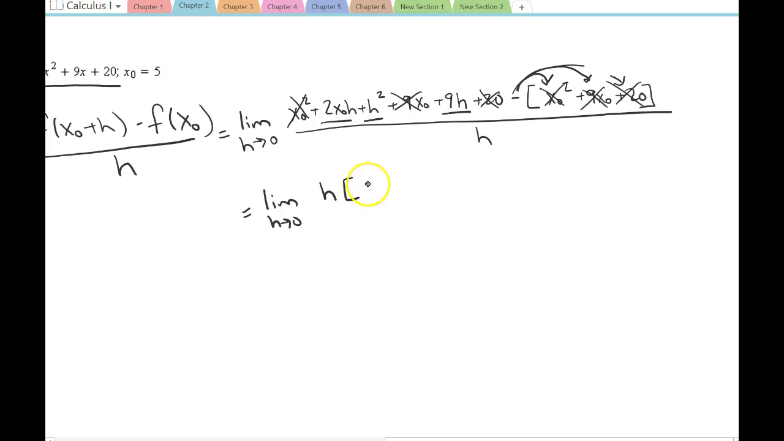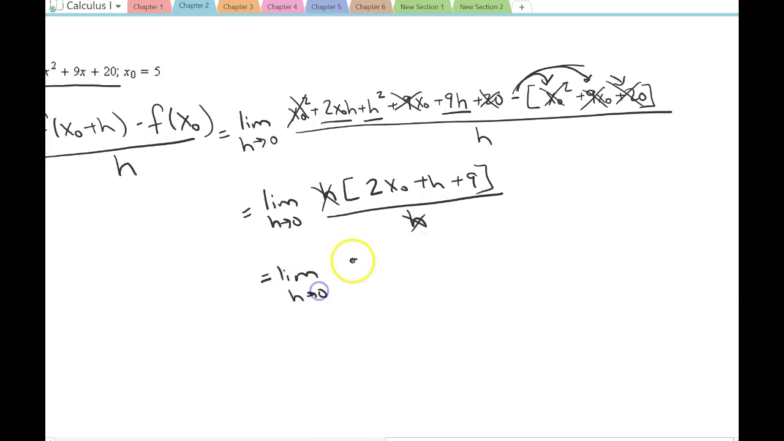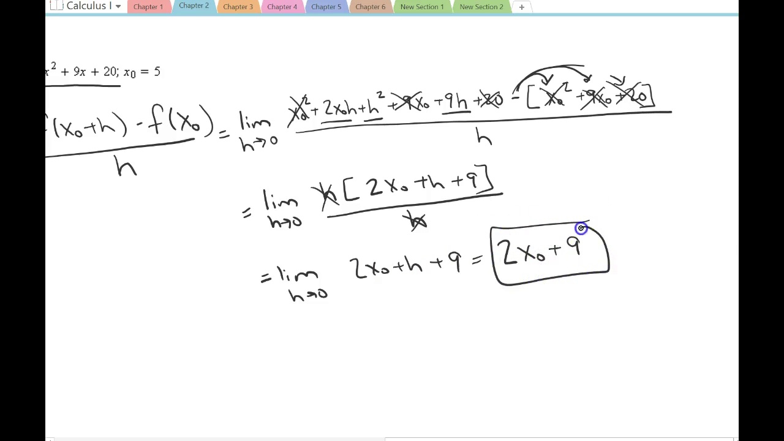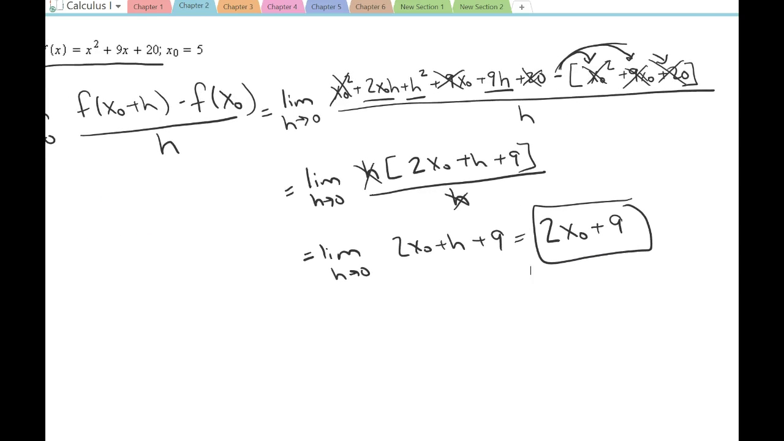If I factor out an h, I would have 2x0 plus h plus 9 divided by h, but when I factor out the h, I'm able to cancel it with the h in the denominator, and I'm left with the limit as h goes to 0 of 2x0 plus h plus 9. Applying the limit, I get 2x0 plus 9. It's going to be very, very close to doing a problem like this by the definition of the derivative.